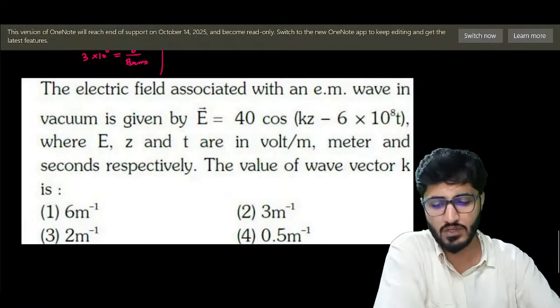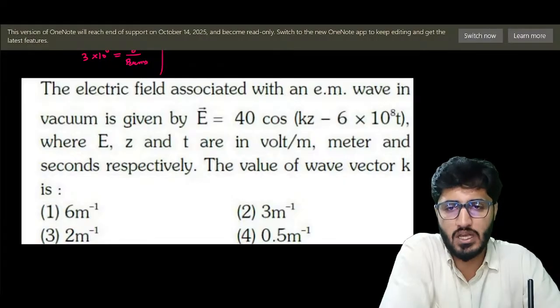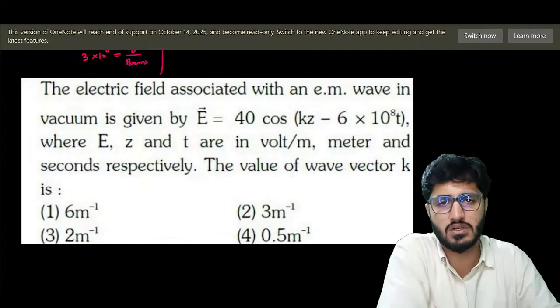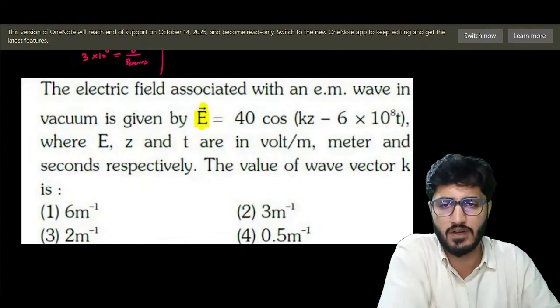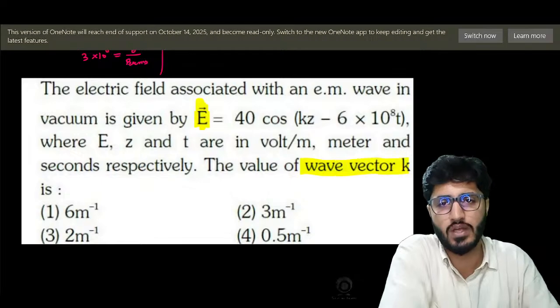No worries. Question: the electric field which is associated with an EM wave in a vacuum is given like this. Okay, electric field is given to us like this. The value of wave vector, that is k. So we have to find out k.